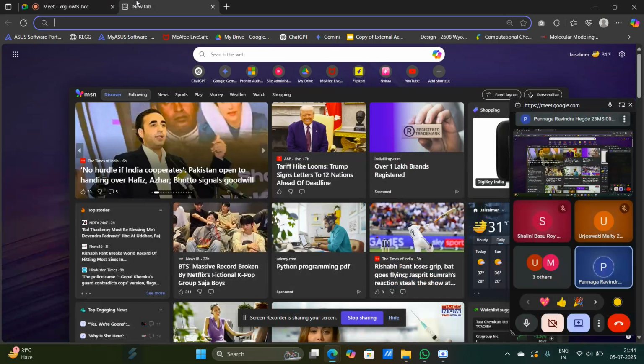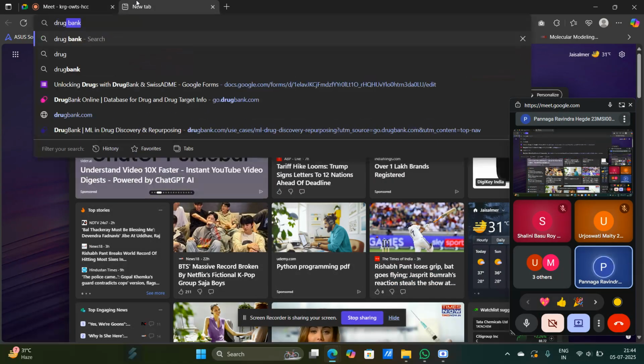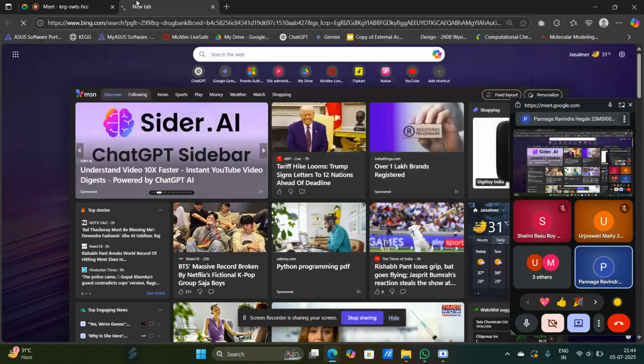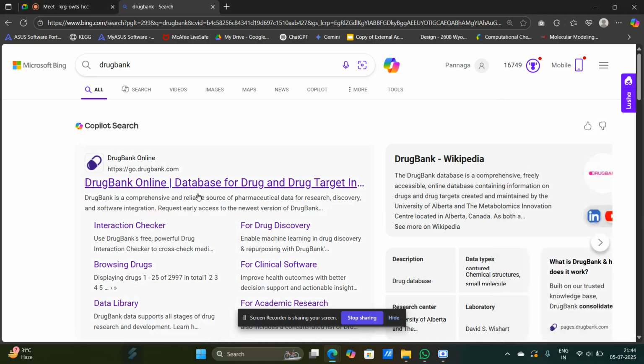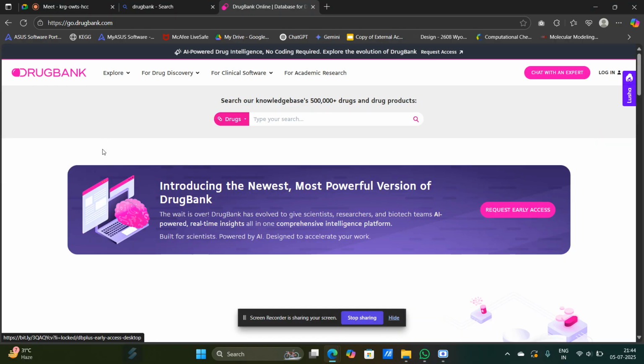Okay, so create a new tab and type DrugBank, and you will get this result. Just click on the first one, DrugBank Online, and you will get this interface. Is everyone on the same page?